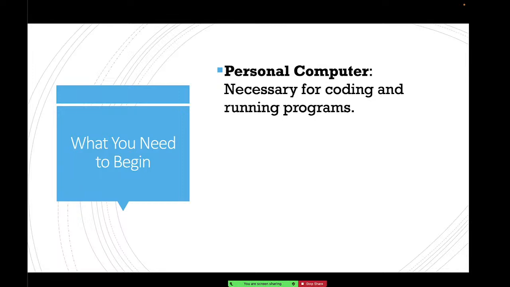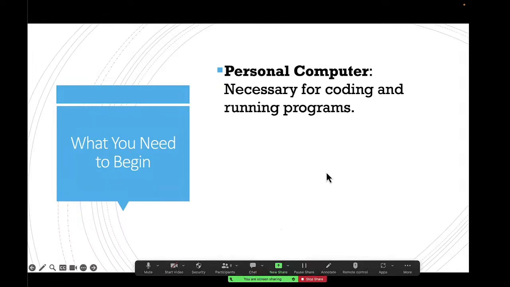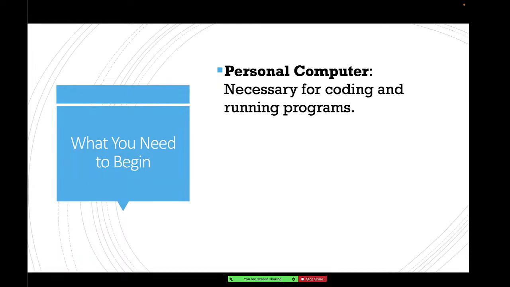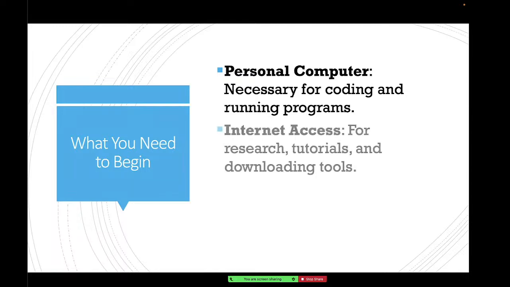So the first one is a personal computer. I talk about a personal computer as your own computer. This one is necessary to help you in coding. So you need your own computer. You can as well borrow, but you'll be limited. But the best way, how I recommend, is to have your own laptop or your own computer.